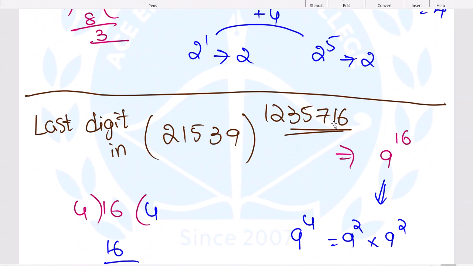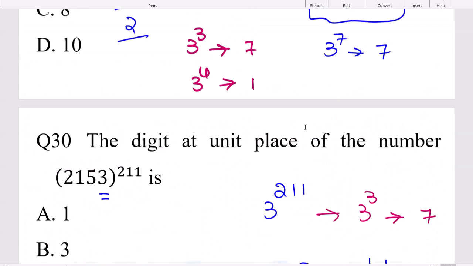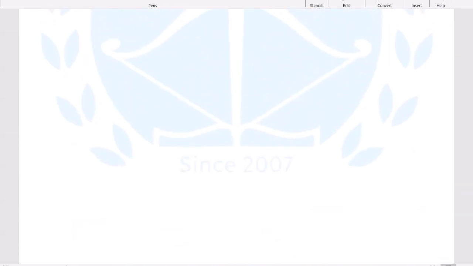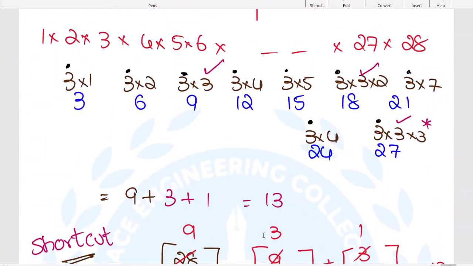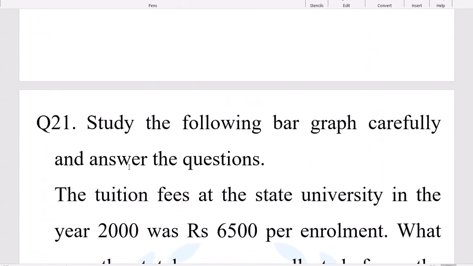If I know 9 power even number is 1, I'm done already. Why divide the power by 4 and put that power, all those are a waste of time. Yeah, next question please. 18. Okay. Hardly we are done with 7 to 8 questions only so far. Not that much also. 18th one.